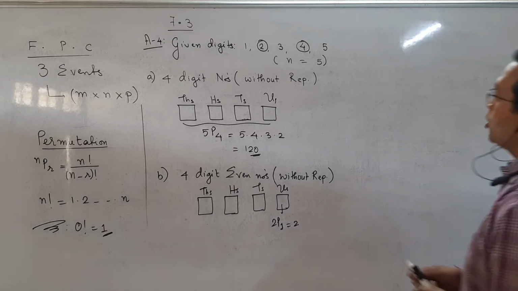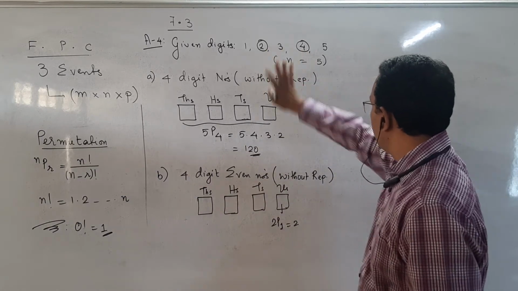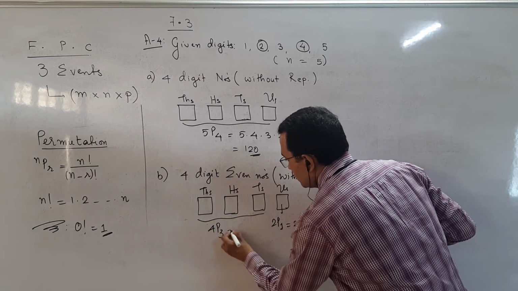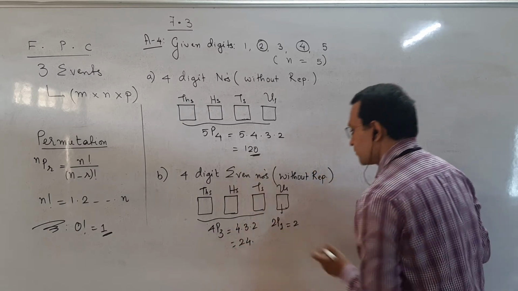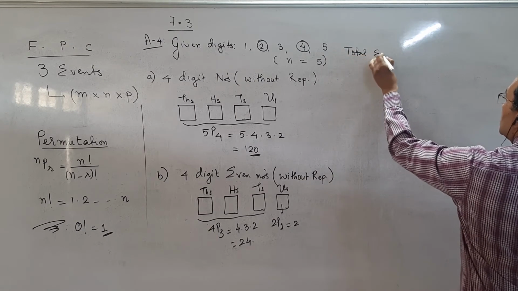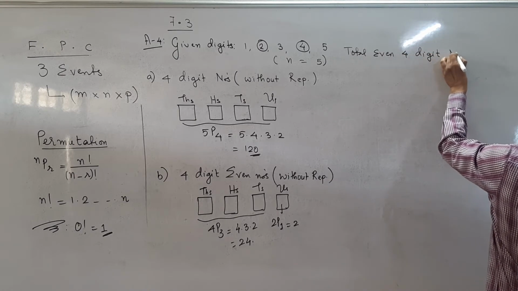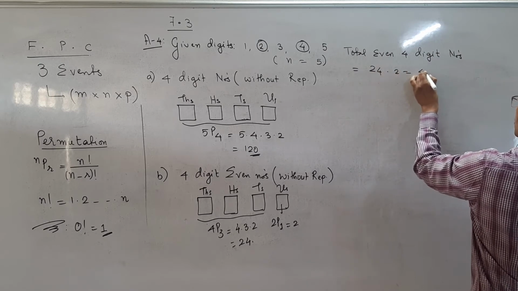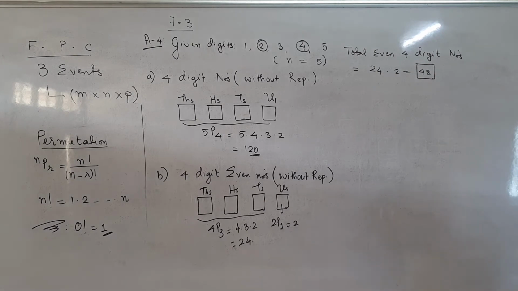Now, out of this 2 and 4, one digit is arranged. So bearing 1, the other 3 digits are left, and out of that again 3. So 4P3, and that will be 4 into 3 into 2, that is 24. So total even 4 digit numbers is equal to 24 into 2, and that is nothing but 48.